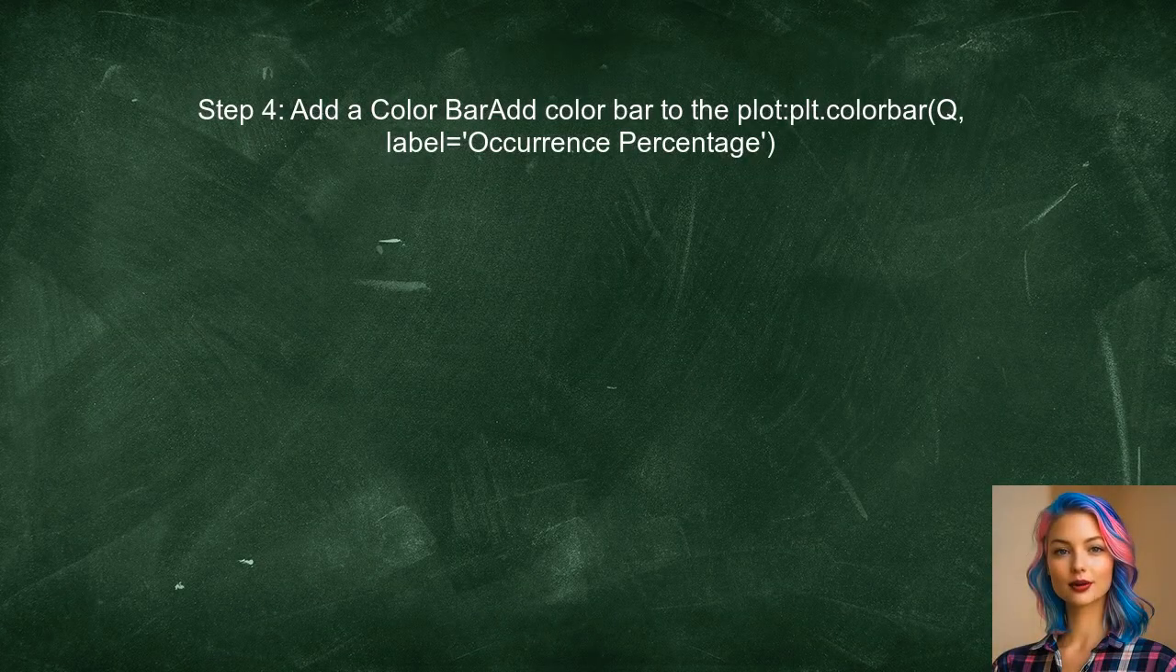Finally, the user should add a color bar to the plot. This will help visualize the occurrence percentages next to the arrows. The color bar can be added using Matplotlib's color bar function.